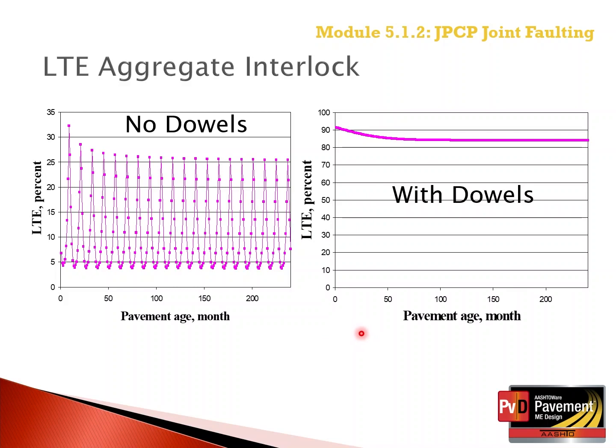The use of dowel reduces the shear stresses exhibited on the aggregate surface so that the degradation of load transfer efficiency contributed by aggregate interlock is much less throughout the design period for the pavement with dowels.